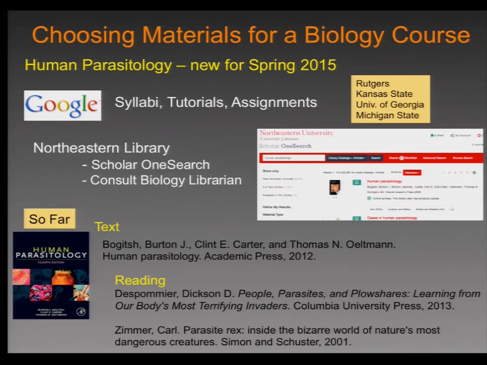So far, I've chosen a textbook. Happens to be one that's used pretty widely. And on my summer reading list are the two books that you see down at the bottom. Again, they give it more of a general feel to things. At the beach, people look at you funny when you're reading Parasites, People, and Plowshares. They don't necessarily want to sit next to you or be your friend. But that's my summer reading.